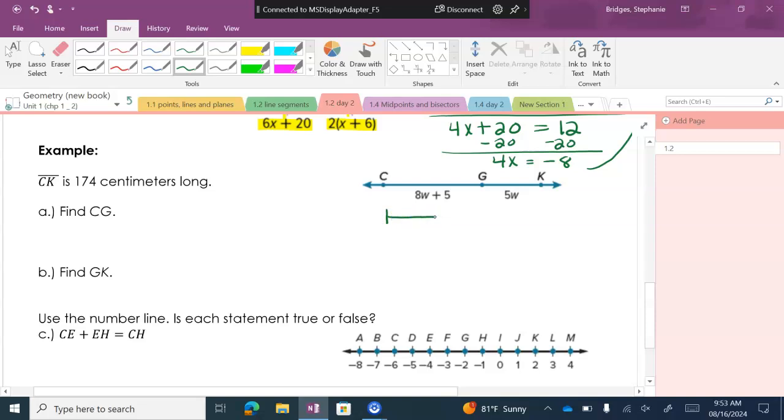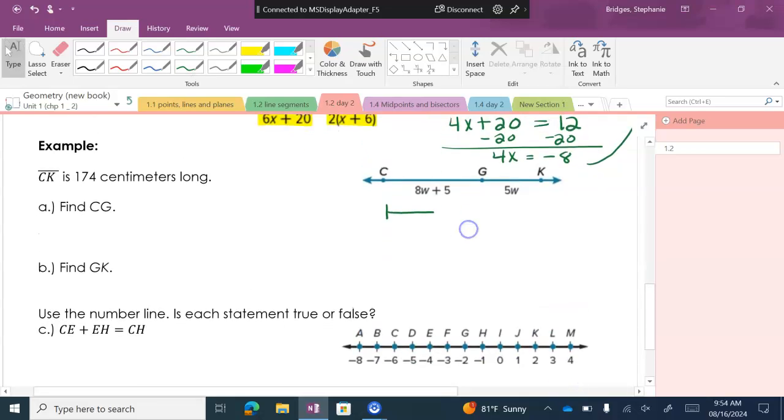Then we would solve it a little differently. If G were in the middle, then I would be able to take the 8W plus 5 and set it equal to 5W. And then we could solve from there. But because I don't know it's in the middle, I can't set it up that way. Okay, so the whole thing is 174. So think back to what you did last night. If I wanted to find W, we add what? Add what parts? Plus, and that's going to equal.